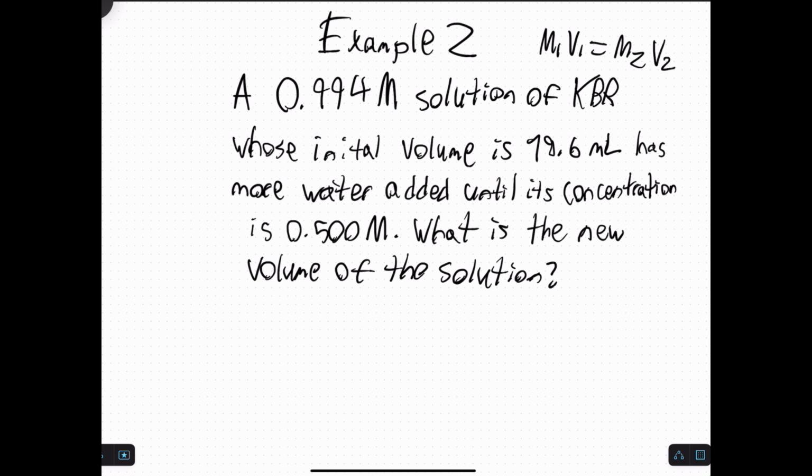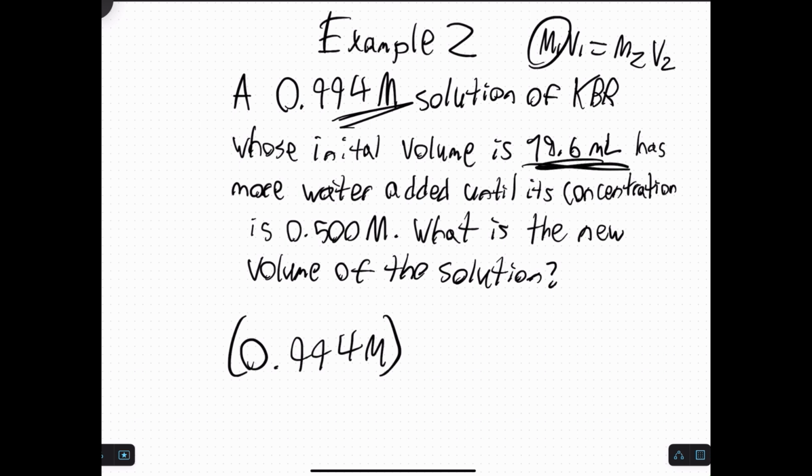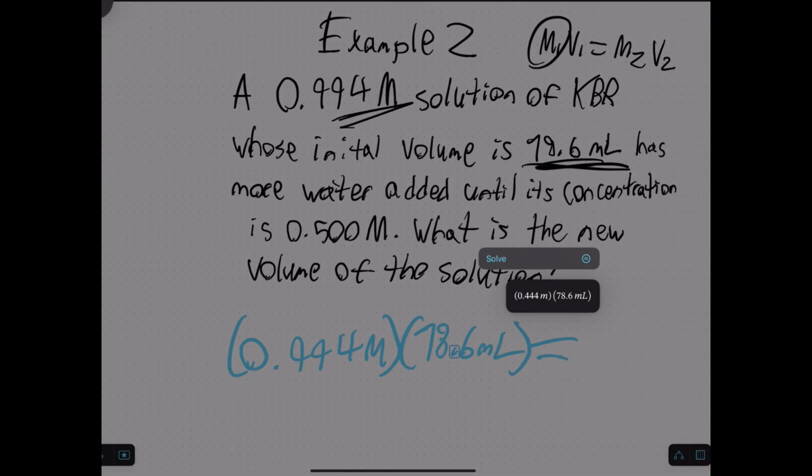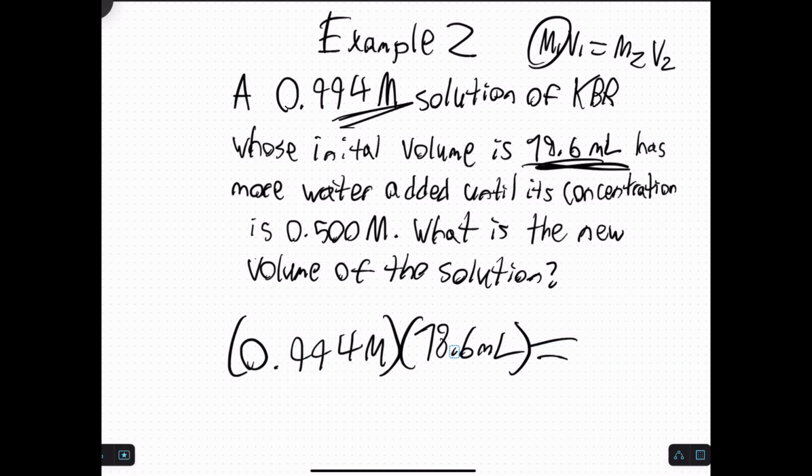Now that you paused the video and solved it, we're going to go through it together. So we have a solution that's molar, so that is our first M of this equation. We're going to insert that in as this, just putting parentheses around it. Solution of KBr whose initial volume is 78.6 mL, so that coincides with this. Has more water added until its concentration is 0.500 M.